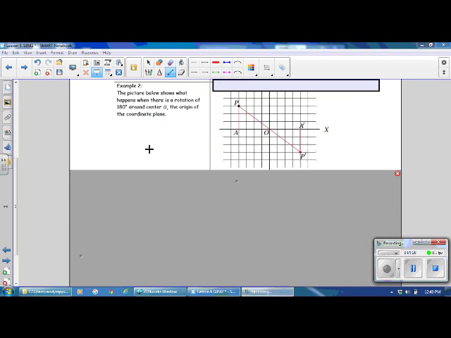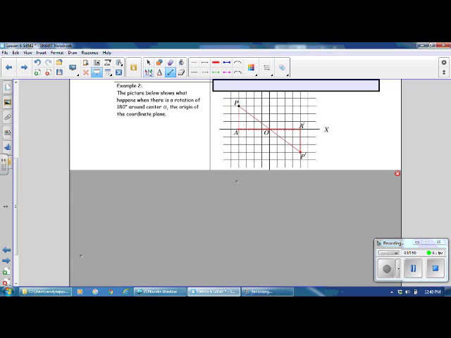In Example 2, the picture below shows what happens when there is a rotation of 180 degrees around center O, the origin of the coordinate plane. The first thing that I want to look at is point A compared to the origin. Point A to the origin has a length of 4. When you rotate it 180 degrees, it ends up at point A prime, and the length of the segment from A prime to the center of rotation is also 4 units. So we know that segment length is preserved.